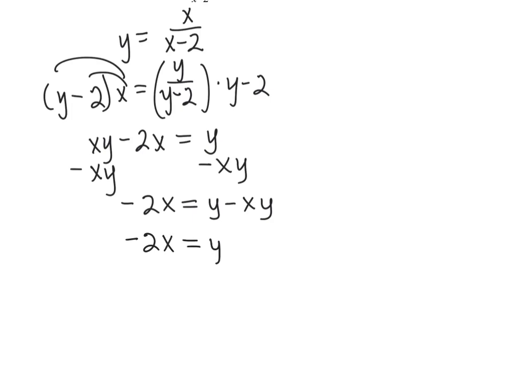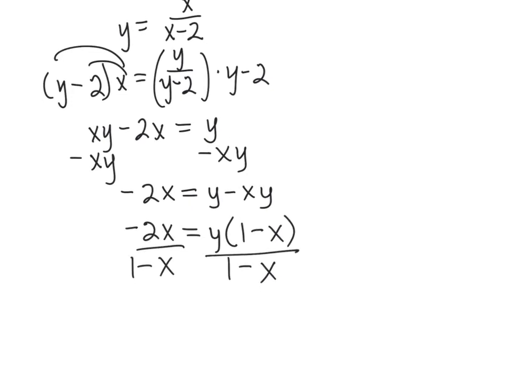So when I factor out the y from the y minus xy, we end up with 1 minus x still in parentheses. Now to finish getting y by itself, we're going to divide both sides by 1 minus x. Writing our final answer using inverse notation, our function is g, so our inverse notation is going to be g inverse of x equals negative 2x over 1 minus x.